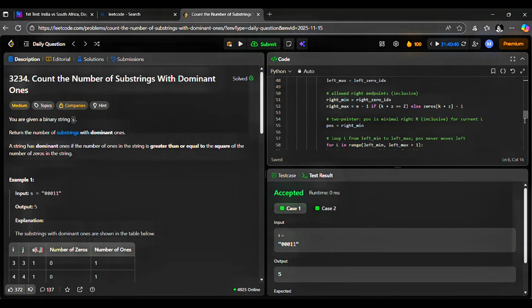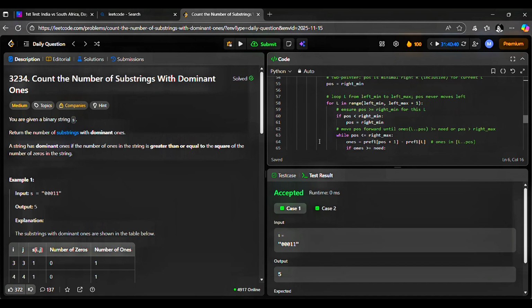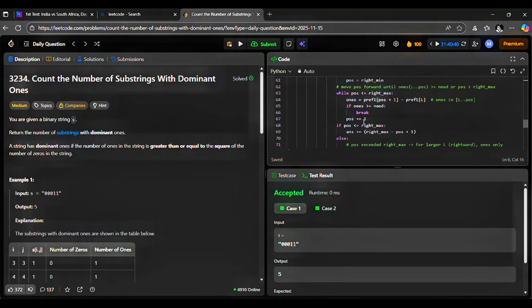In the next part, we scan through valid L values. That's why we have written in line 58, for L in the range left min to left max plus 1. Here we check all possible L for this zero block. Now we move pos until the substring meets the requirement. In lines 63 to 67, we keep increasing r via pos until the substring contains enough ones.